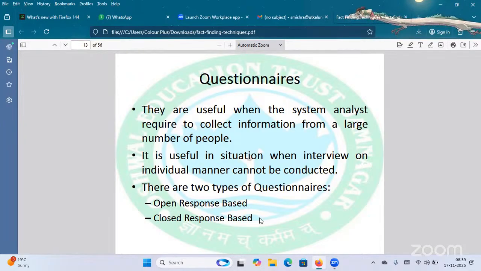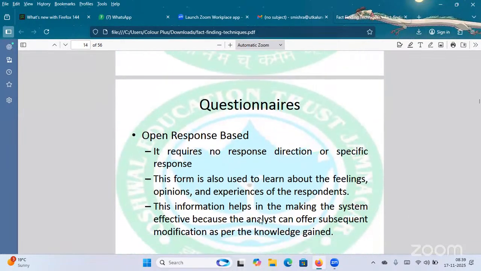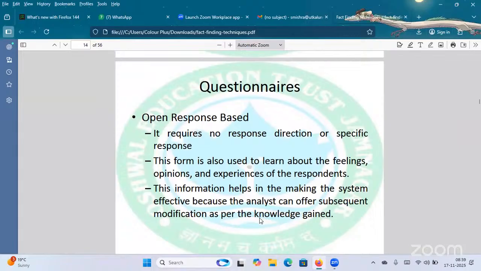There are two types of questionnaires, like the interview: the open response based and the closed response based. As the name suggests, what is open response? Open response means it is just like a subjective question. Open response based means it requires no specific response, like yes or no, or a multiple choice question. So it is an open response.